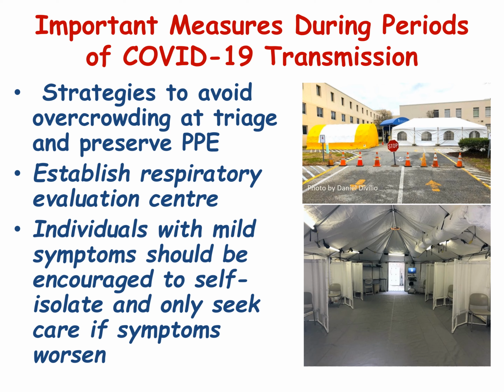These are the important measures during periods of COVID-19 transmission. First of all, we'll have to develop strategies to avoid overcrowding at triage and preserve PPE. To avoid overcrowding, non-urgent outpatient visits should be cancelled so that enough healthcare workers are available for COVID-19 patient care, postpone clinical elective procedures, and establish a respiratory evaluation center. It is an area near the facility where patients with fever and respiratory symptoms can seek evaluation and care.